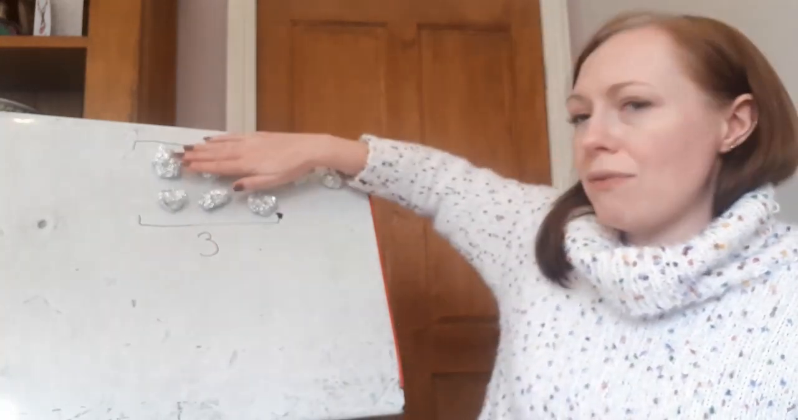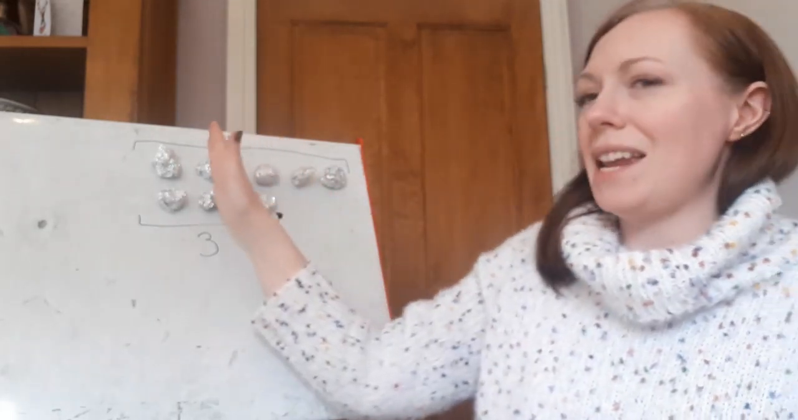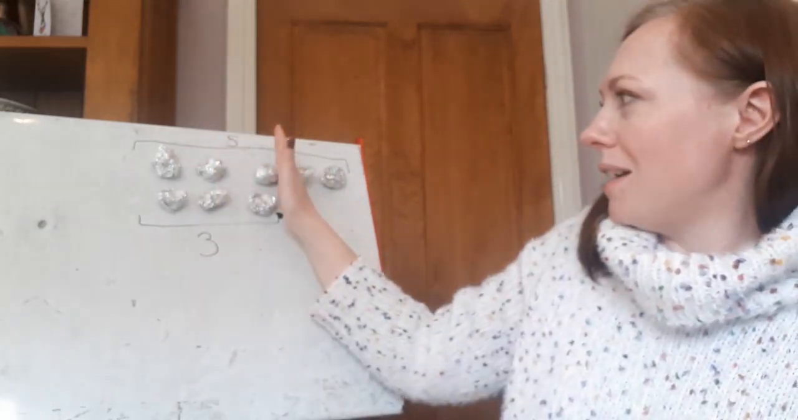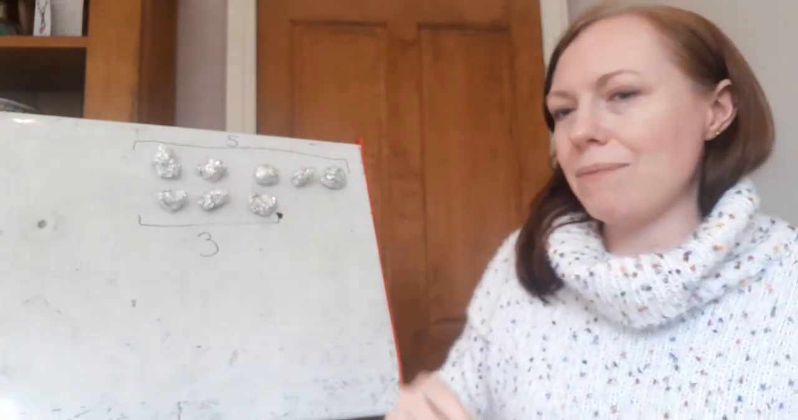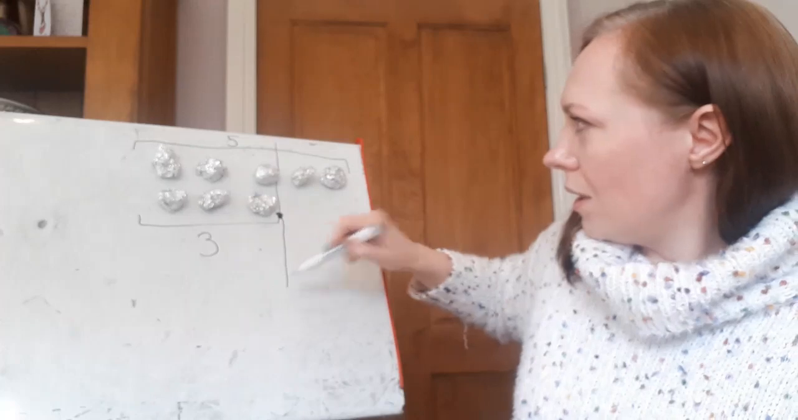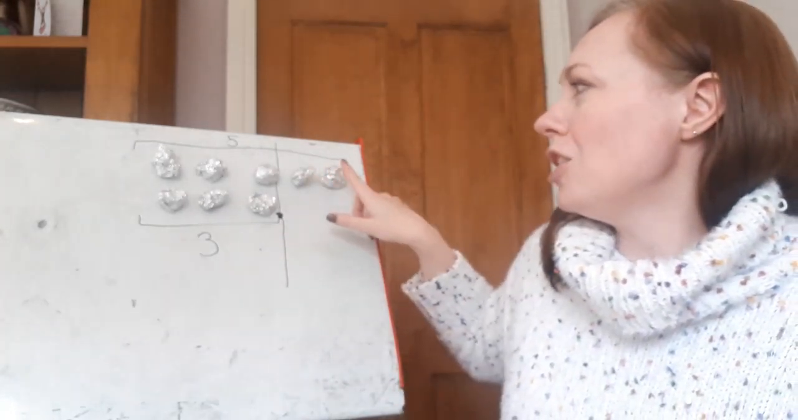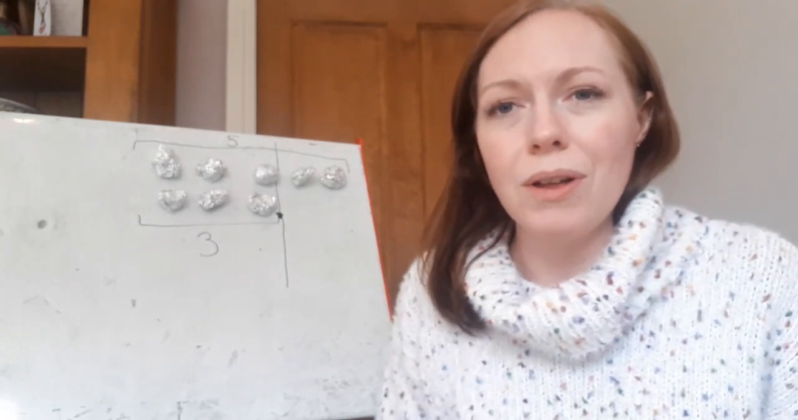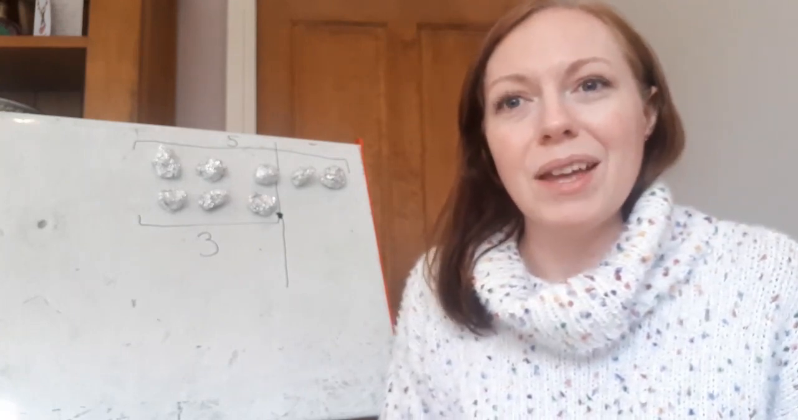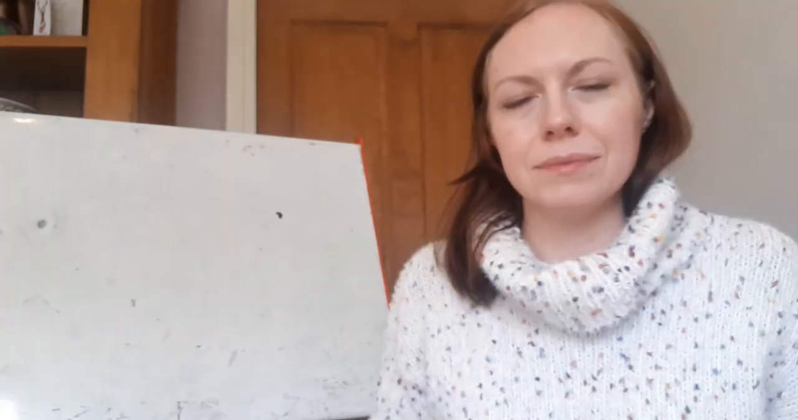So I've got my 5 moon rocks and my 3 moon rocks. Now I can see that these ones match up here. I could draw a line down there. Let's cut them off. There we go. I can see that 5 is 2 more than 3. Should we have another go at another one all together? I think that's a good idea.